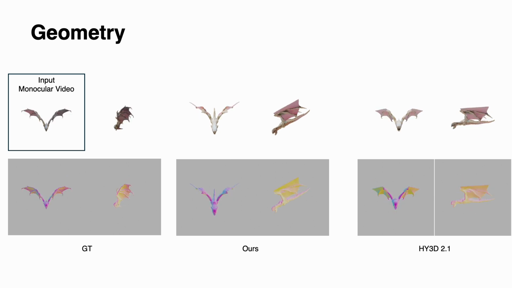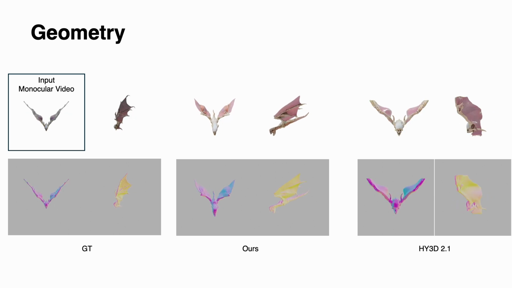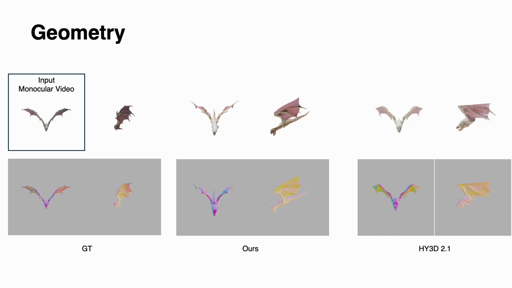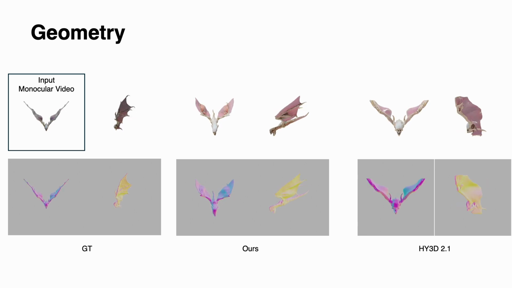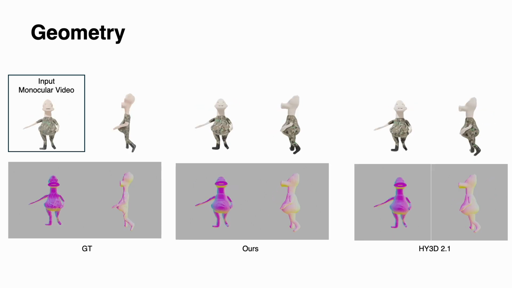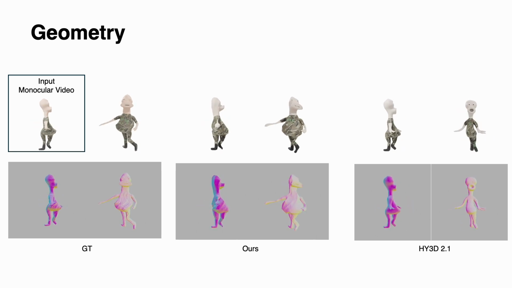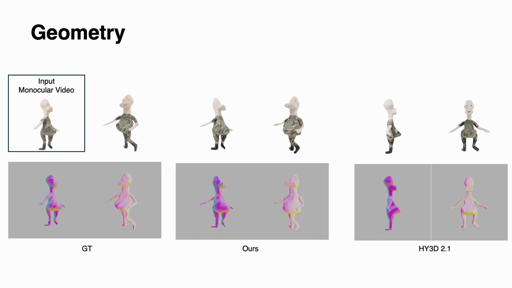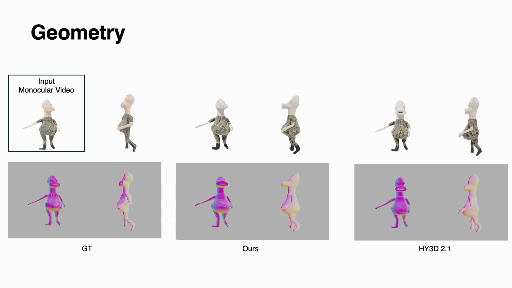To better assess the quality of the estimated geometry, we also visualize the normal maps. Even if the canonical mesh is not exactly accurate, we can still reconstruct physically plausible and reasonable motion. On the contrary, the HY3D model often produces inconsistent shapes even if we apply shared noise to different frames.